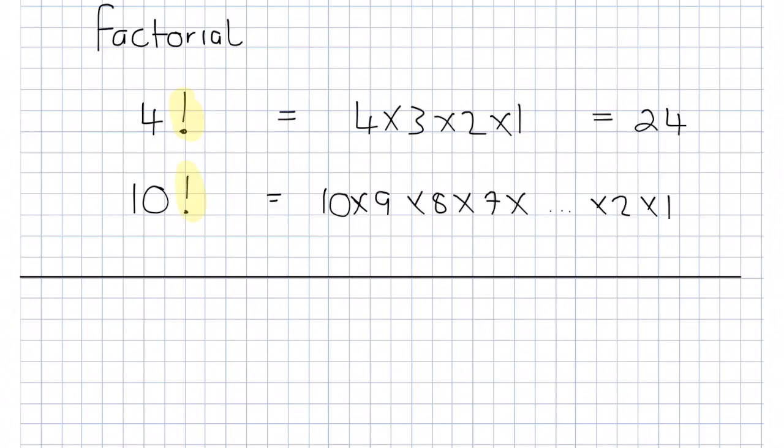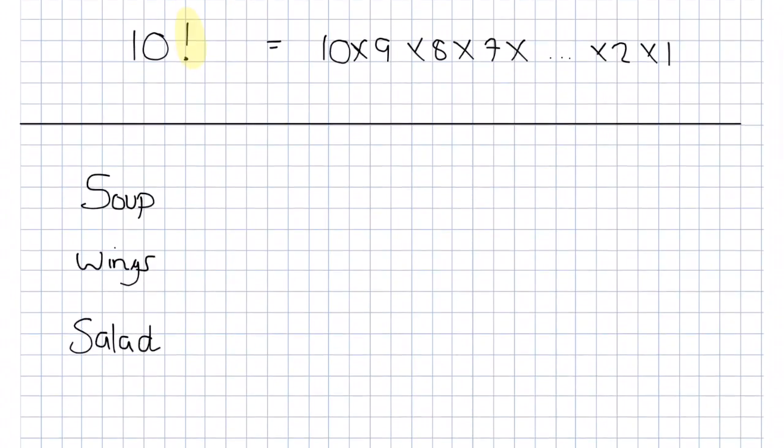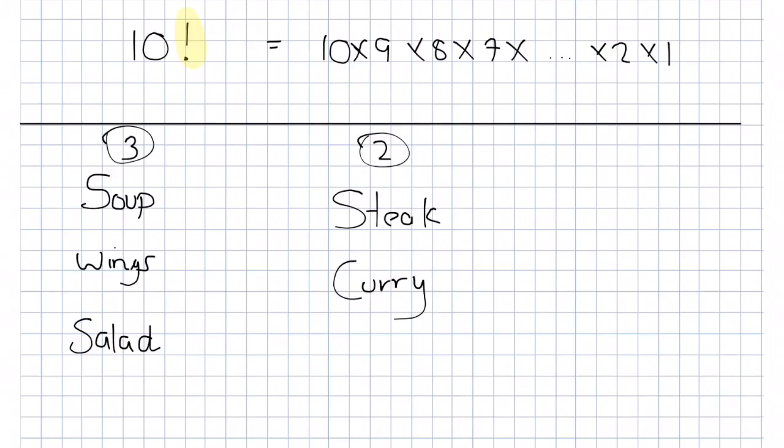The second thing you need to remember here is the fundamental principle of counting. An example of that is, let's say you go into a restaurant and there are three choices on the menu for starters. Let's say you have soup, chicken wings, and then some sort of a salad. And then for the main course, there are just 2 options. You might have steak and you might have curry. So there are 3 ways you can pick the starter, and there are 2 ways you can pick the main course. So there are 3 by 2, which is 6 different options I can pick.